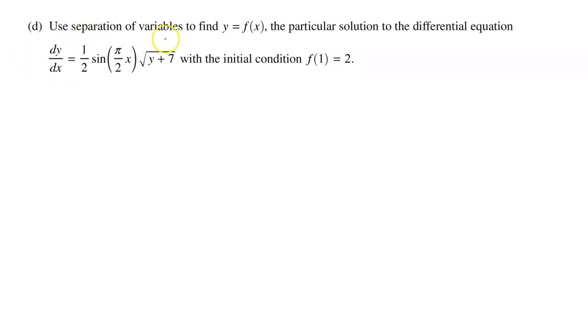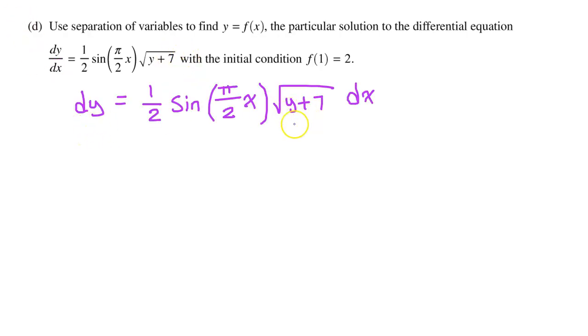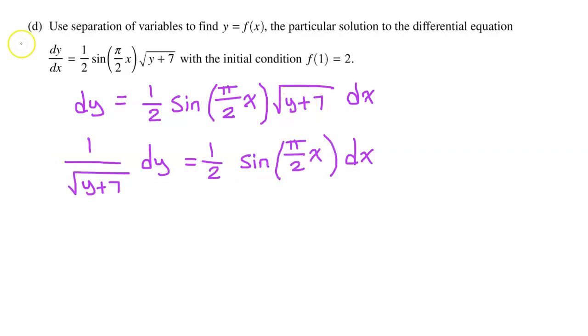Separation of variables means we need to get all of the y factors on the left and all of the x factors on the right. We can move the dx over to the right by multiplying both sides by dx. So now we have this. Let's move the square root of y plus 7 factor over to the left by dividing both sides by radical y plus 7.